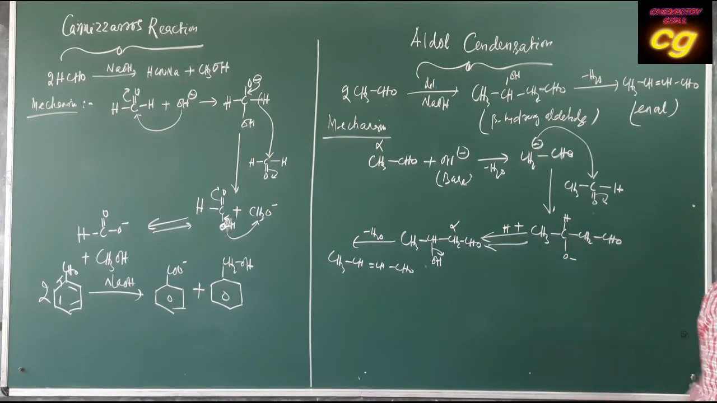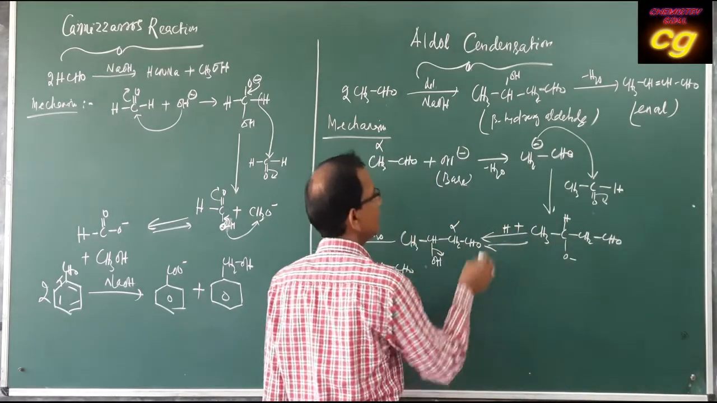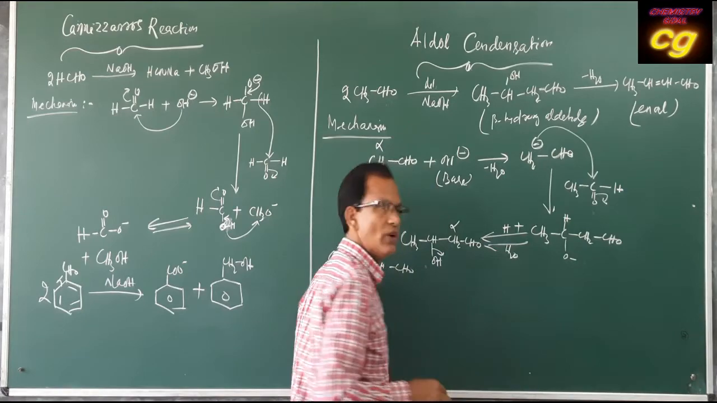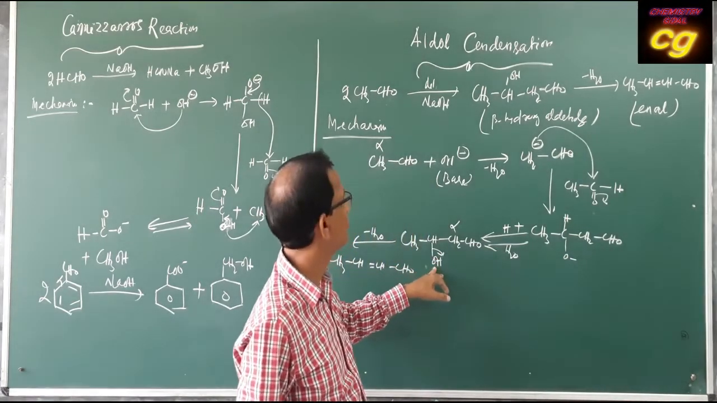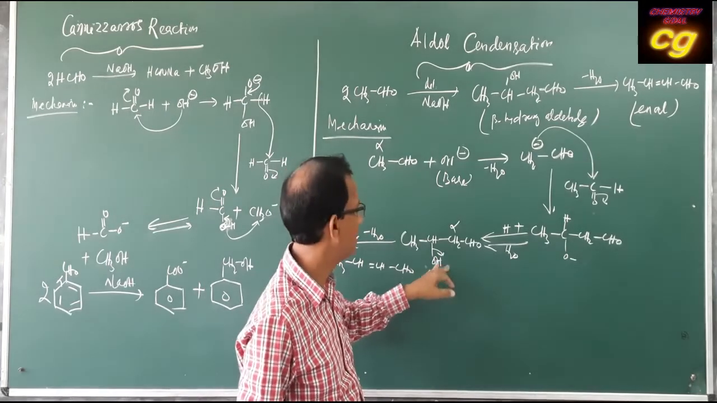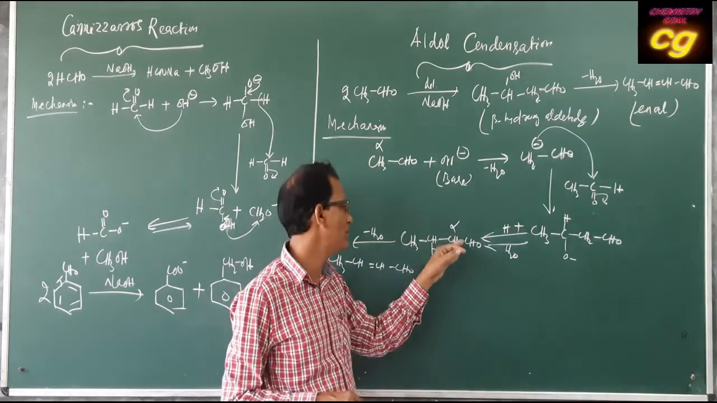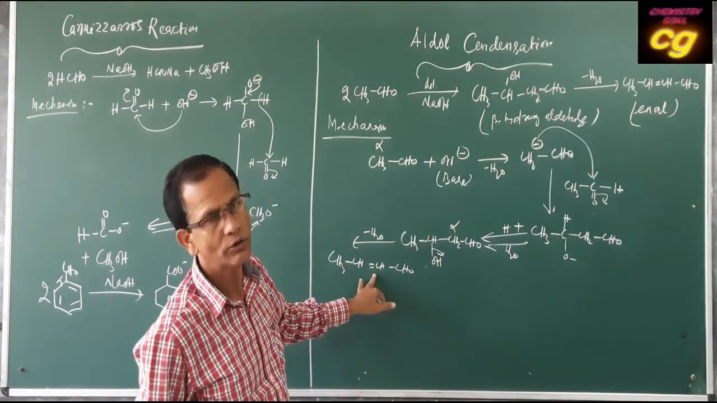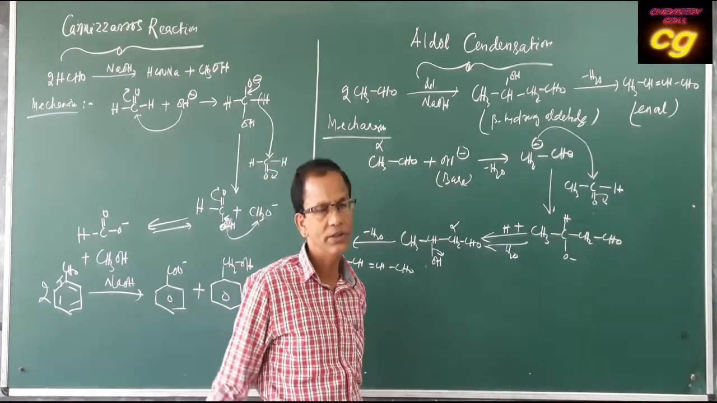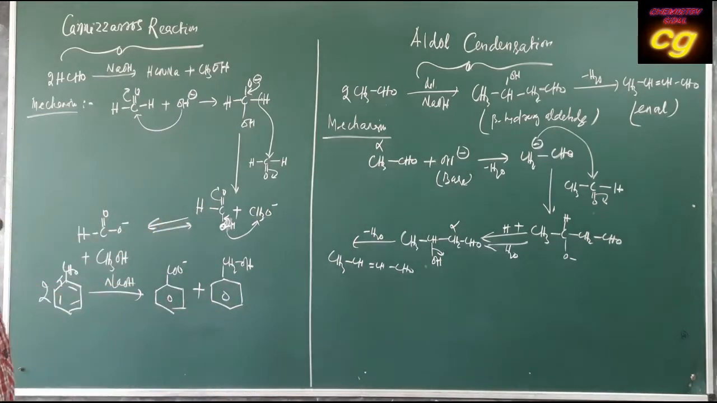Then protonation takes place in the presence of water. Where does protonation generally occur? In the presence of water, water donates H plus to O minus, forming a hydroxyl, that is an alcohol group. Then the alcohol group and the adjacent alpha position hydrogen are both removed, OH and H, forming a double bond. So this is the mechanism of Aldol condensation and the Cannizzaro reaction.